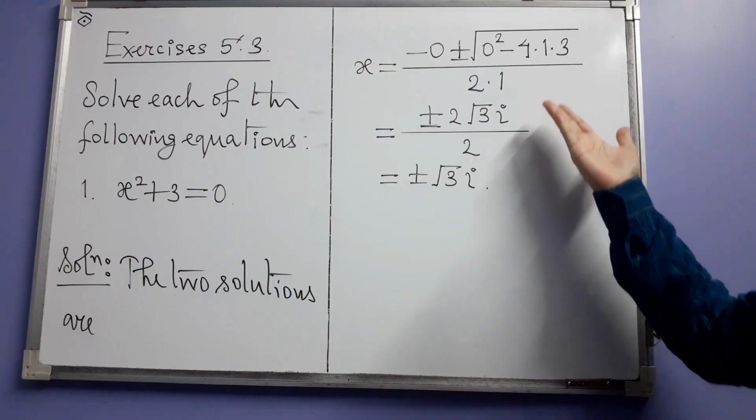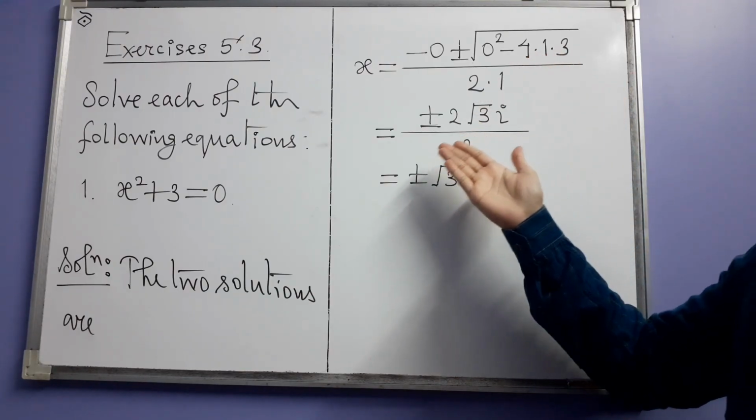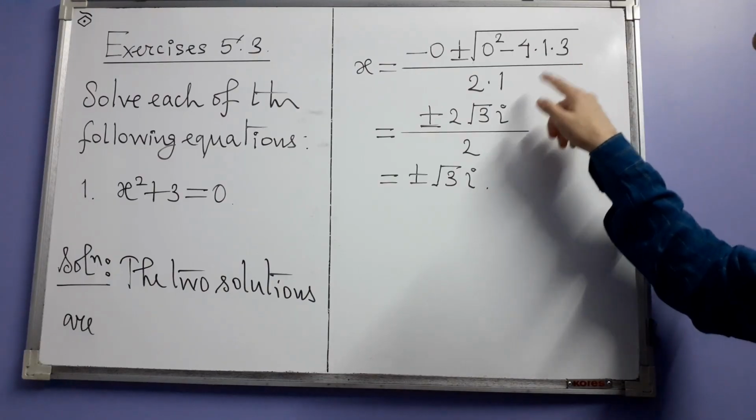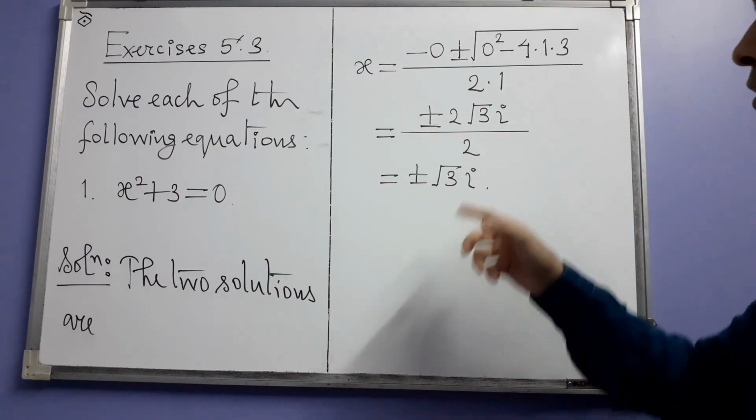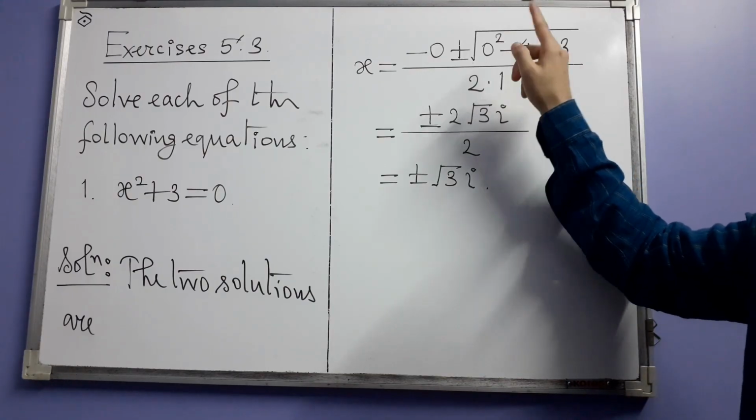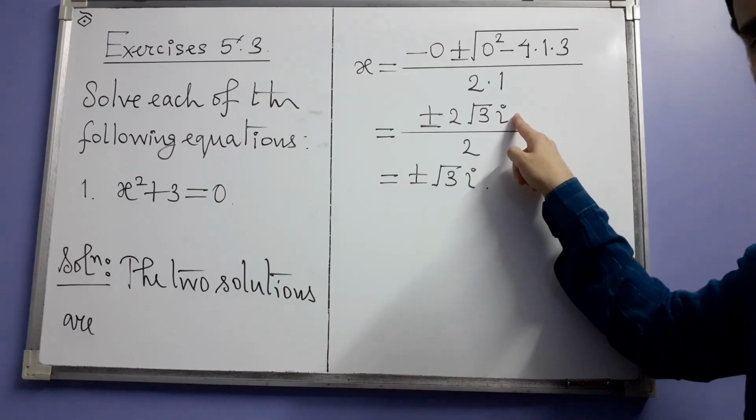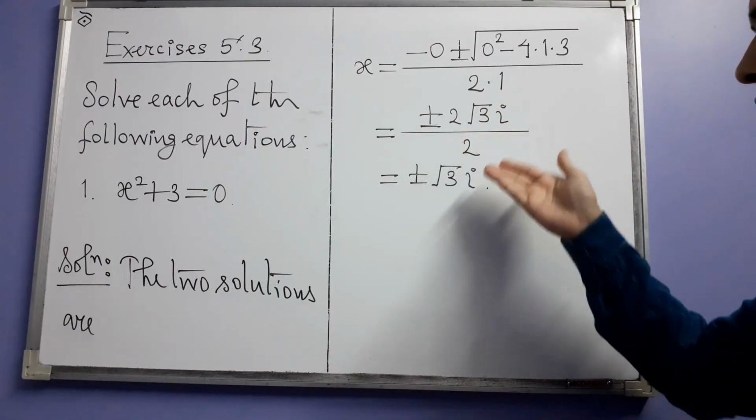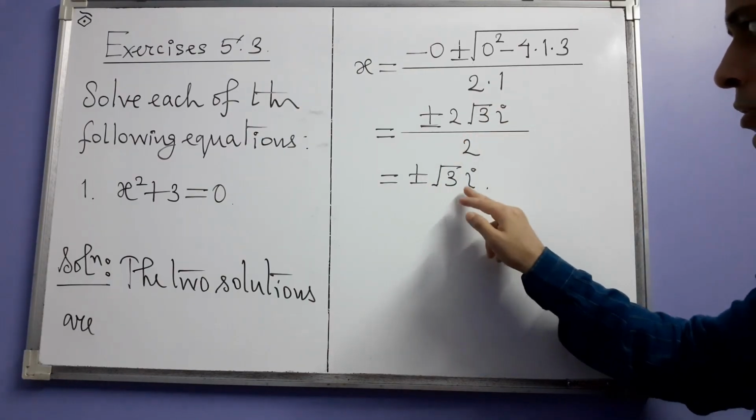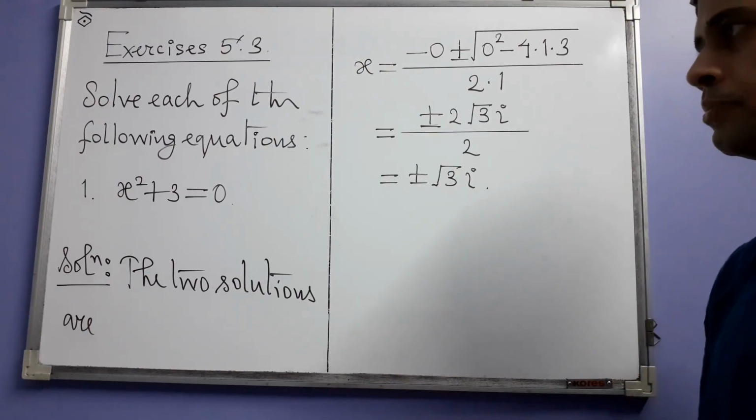So you can see that if you take this 4 outside the square root, it becomes 2. And square root of 3 of course will remain, and square root of minus 1, don't forget there is a minus sign within the square root, so that will become i, your imaginary unit. And then after cancelling these 2's, you get plus or minus root 3 i. So these are the two solutions.